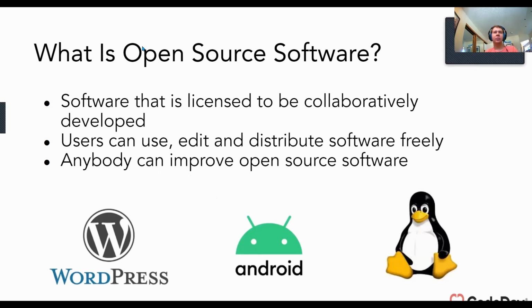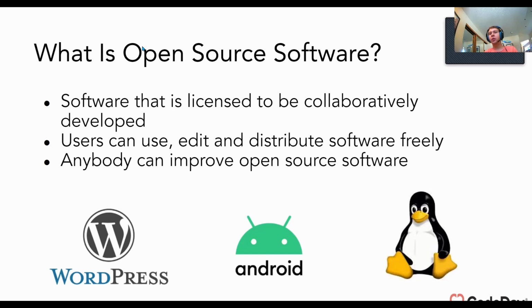So the first thing we need to talk about is what open source software actually is. It has a pretty basic definition, but it can definitely get very complex once you get into the history of it and what differentiates it from other types of open source software, such as free software. So first of all, software has to be licensed to be collaboratively developed. There are many different licenses that you can attach to software, and what a license does is it tells other people how they can interact with it and how they can use it.